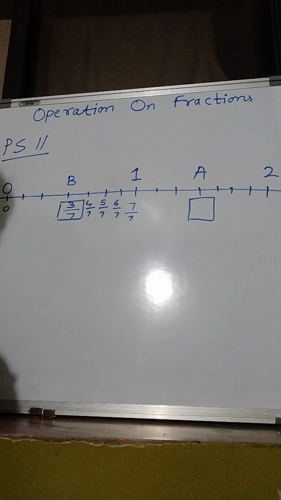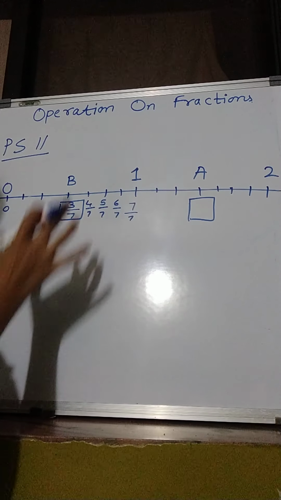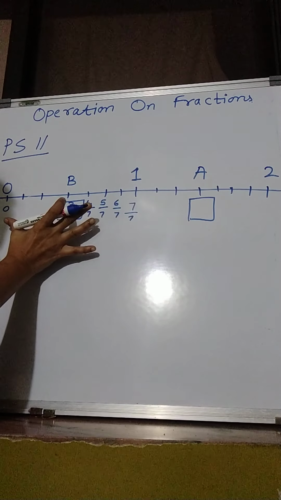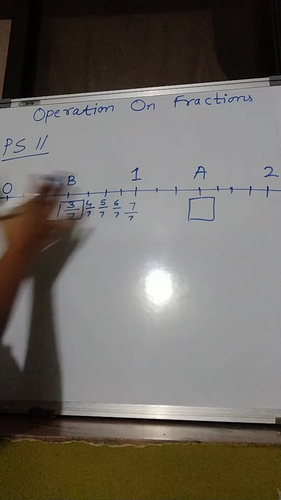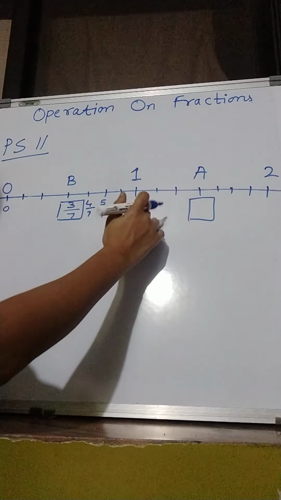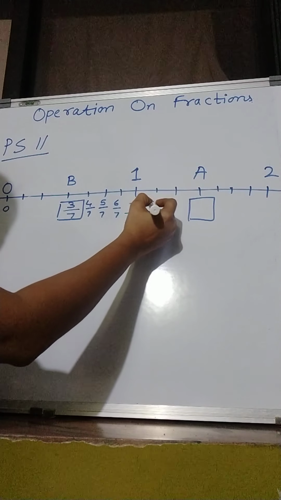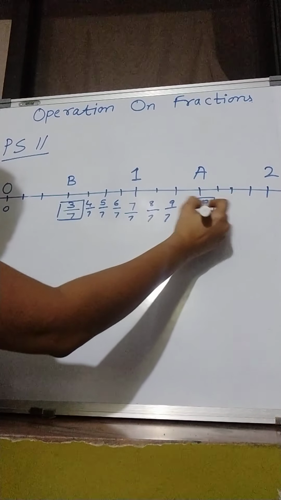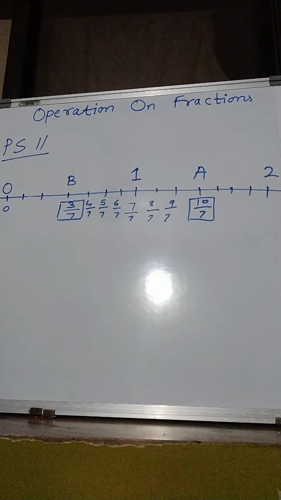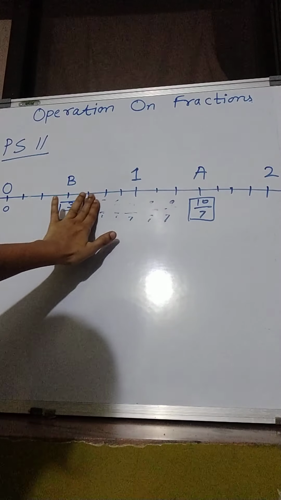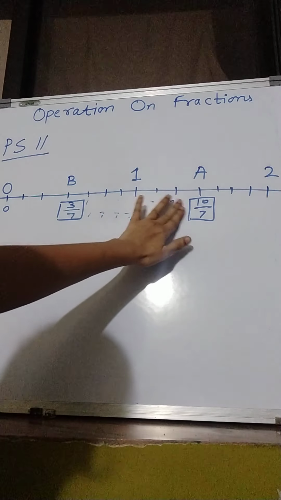Okay, so in this way you can calculate into how many parts that part is divided. Now you understand that 7 is there. Now continue. 8 upon 7, 9 upon 7, here 10 upon 7. When you get your answer, you can strike out all this part and write only your answer.